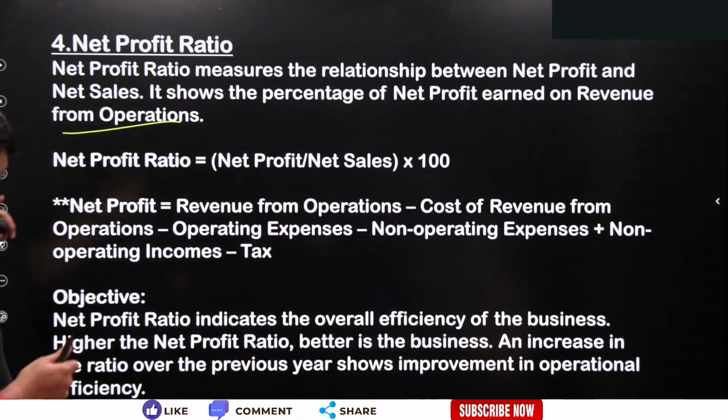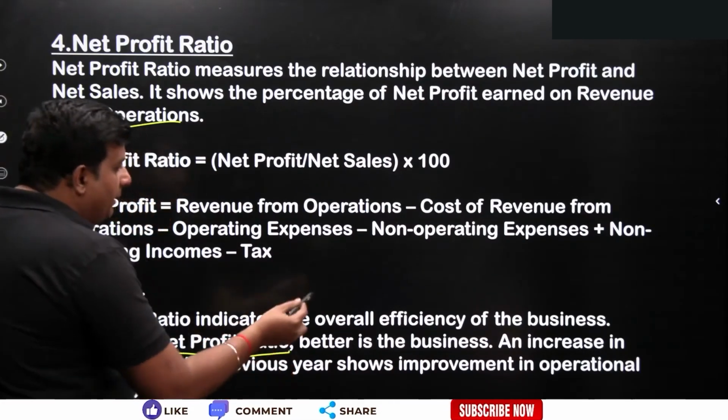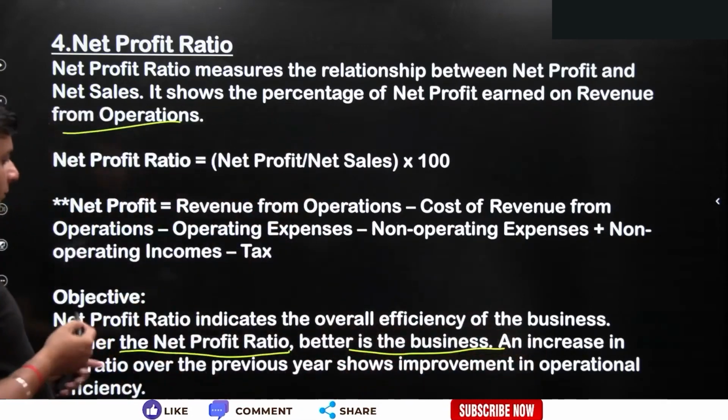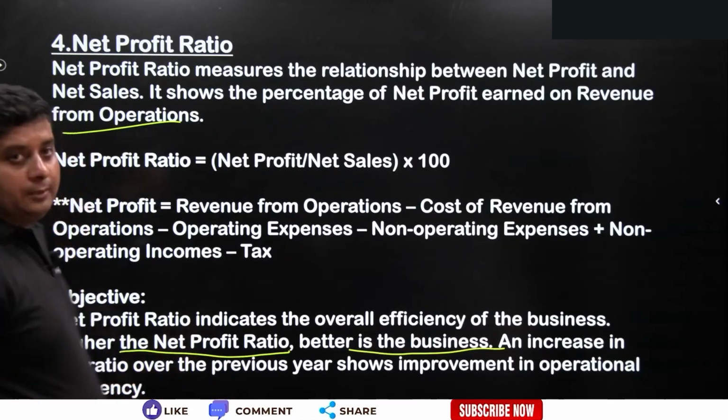So, net profit ratio indicates the overall efficiency of the business. Higher the net profit, we can understand higher the net profit ratio, better for the business, and increase in the ratio over the previous year shows improvement in operational efficiency, right?